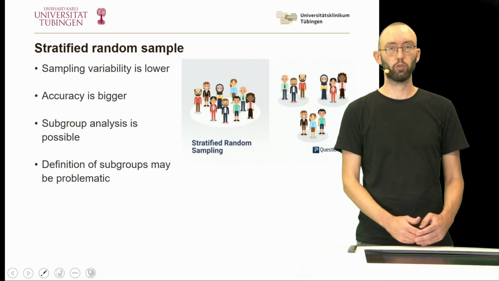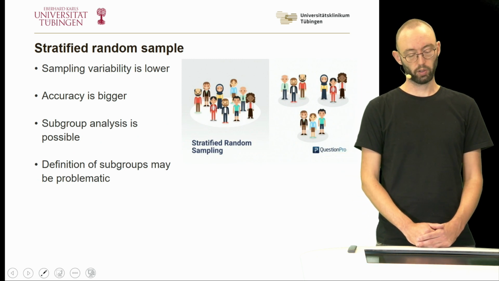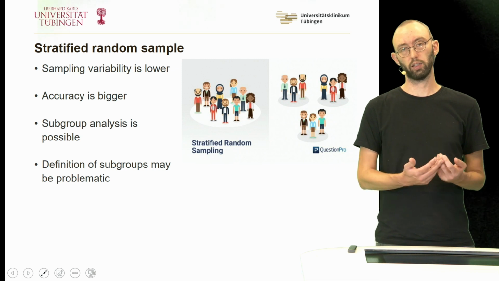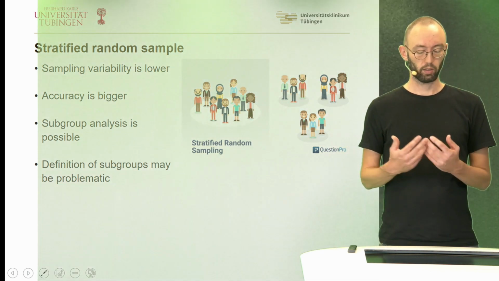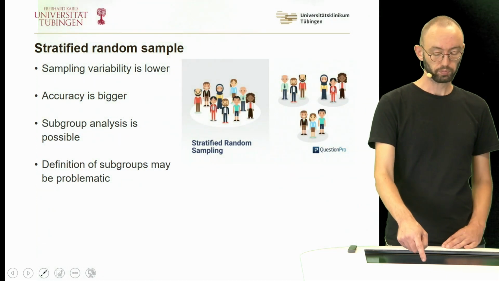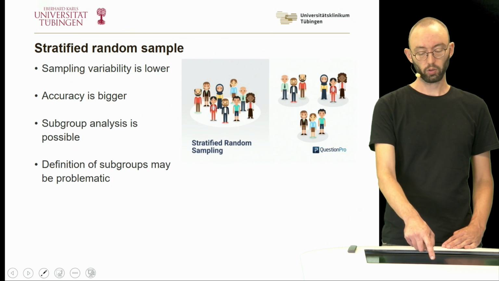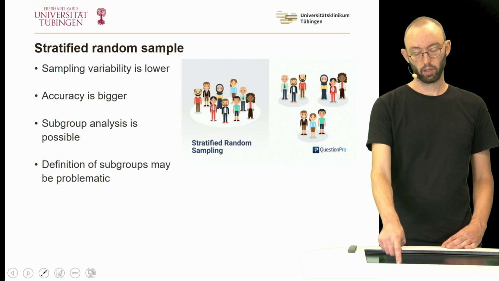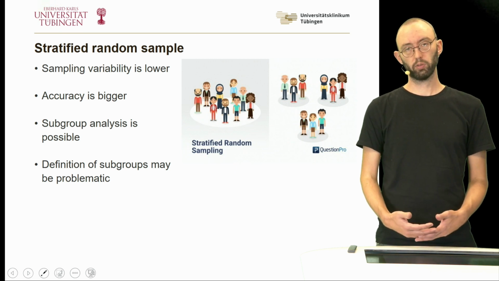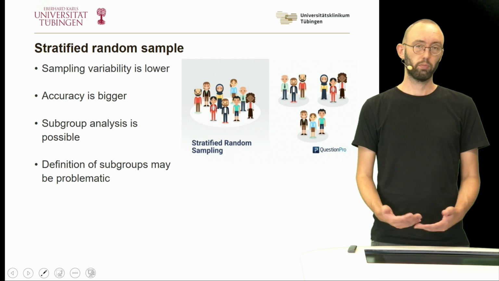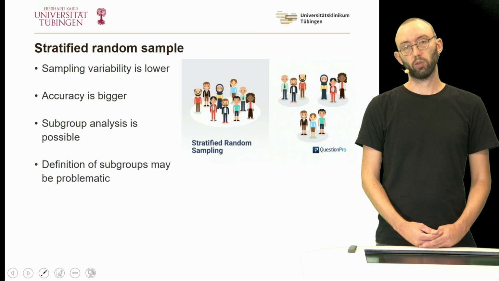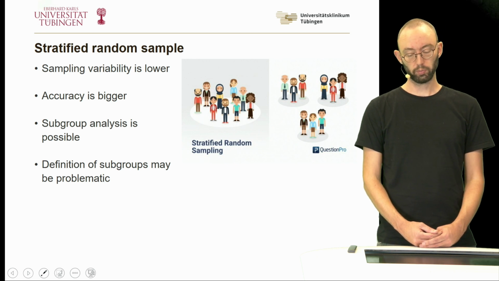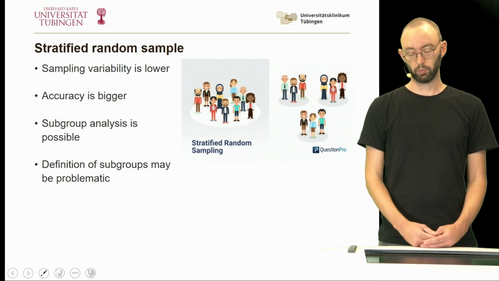So to improve on that, we can, for example, use something called stratified random samples. In stratified random samples, your sampling variability can be lower, and the accuracy of the inference that you later make can be bigger. What you do in stratified random samples is that from the entire population, you select certain subgroups of people for your analysis. This also makes it possible to do a subgroup analysis later on. But, as you might have guessed, the definition of these subgroups can also be problematic. It can either be hard to define meaningful subgroups for your problem, or it can be hard to actually get access to them.